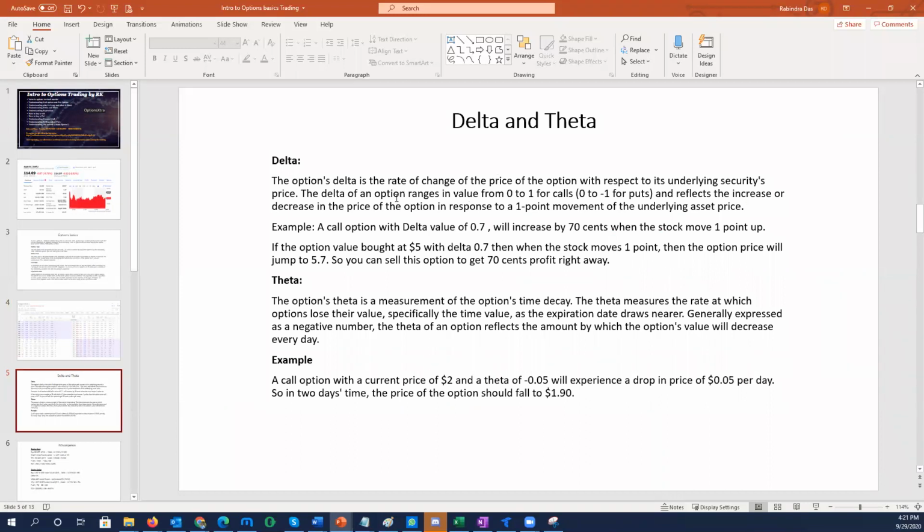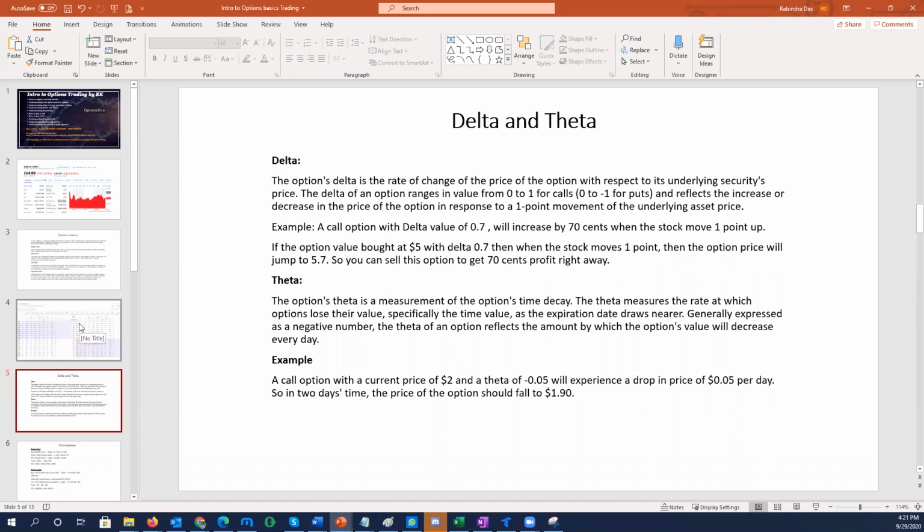So delta in options plays a major role. So what is the delta? The option's delta is the rate of change of the price of the option with respect to its underlying security's price. The delta of an option ranges in value from 0 to 1. So your delta varies from 0 to 1.